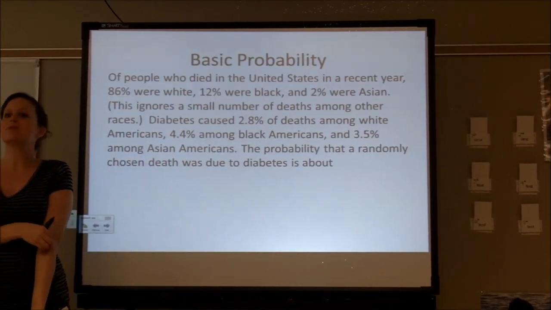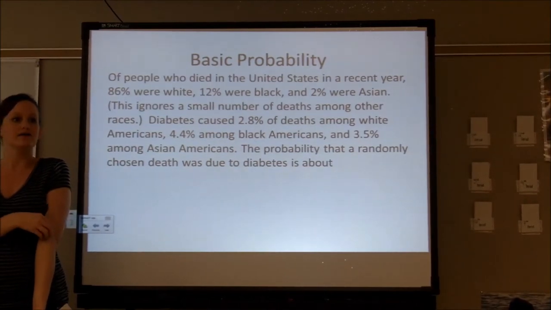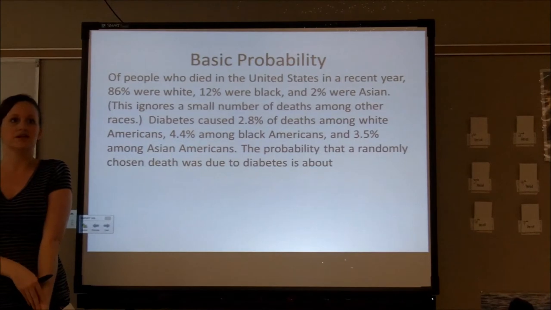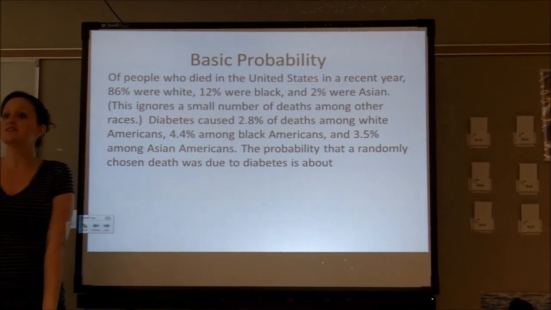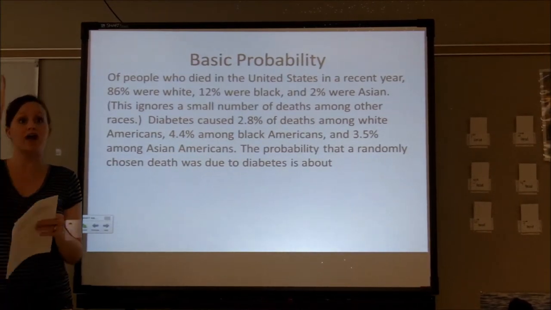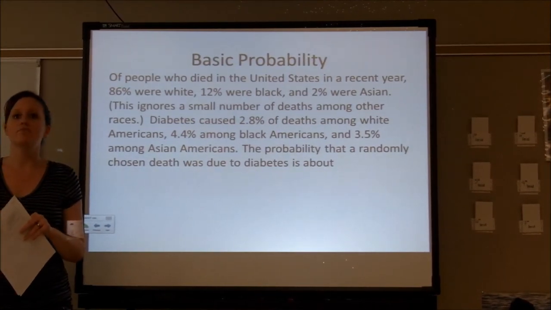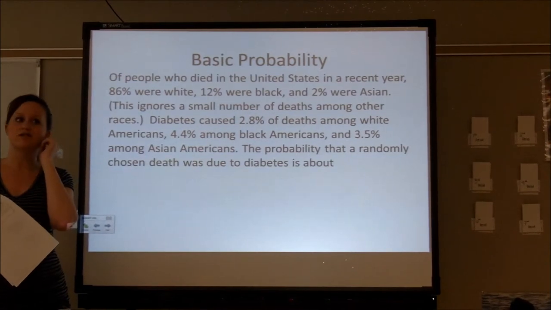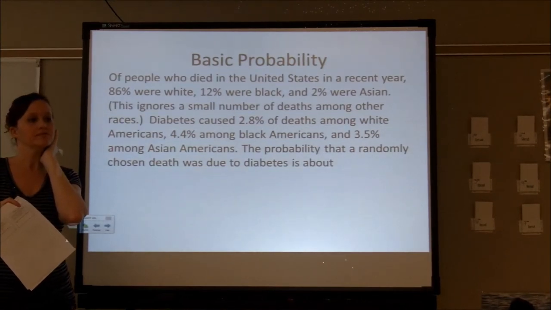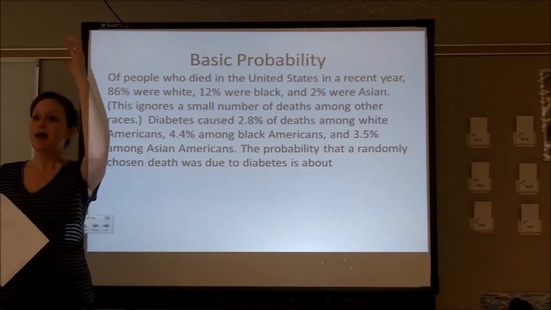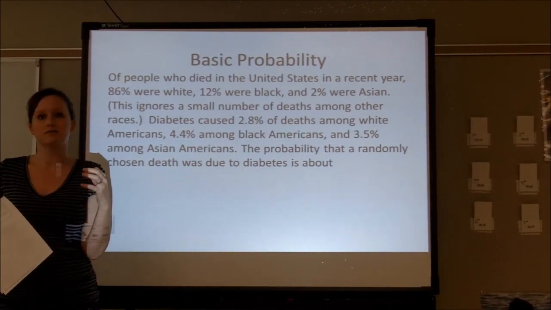Should my first split be based on race, or should it be based on diabetes? Race. Why race? Because it came first in the problem? The races add up to 100%, and we know that any branch split, the branches need to add up to 100%. Is that what you're saying? Good. What else? Why else would we do race first? Michaela? The diabetes data depends on what race I am, which means it depends on which branch I'm on. Is that cool? Okay.